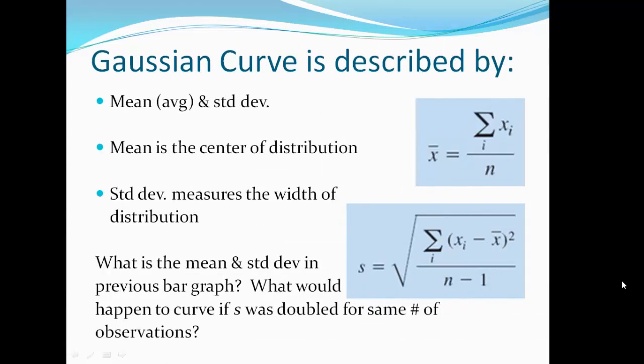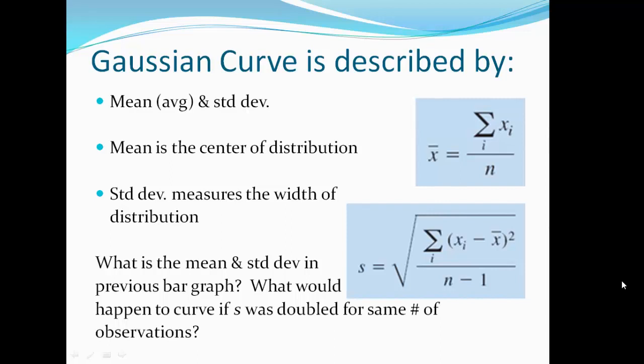How is a Gaussian curve described? Well, all you need is the average and standard deviation. The mean, or in other terms, the average, is the center of the distribution. The standard deviation measures the width of the distribution. So how far away is your measurement from the center? The graph that we just saw, would you be able to tell me what the mean is and the standard deviation if I just asked you right now?